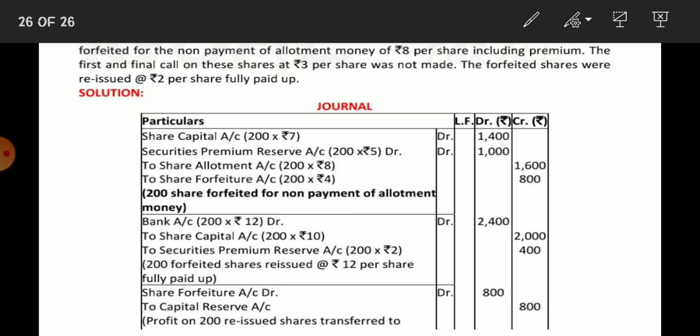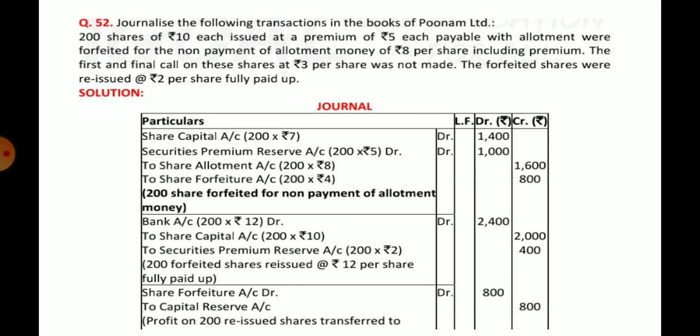So the company issued 200 shares of 10 each including premium. The total amount will be 15 rupees and the premium is payable on allotment. So they forfeited the share for non-payment. So 8 rupees per share including premium. So 5 rupees premium, then the called money will be 3 rupees, okay. And the first and final call on these shares was not made, okay. So what is the amount?